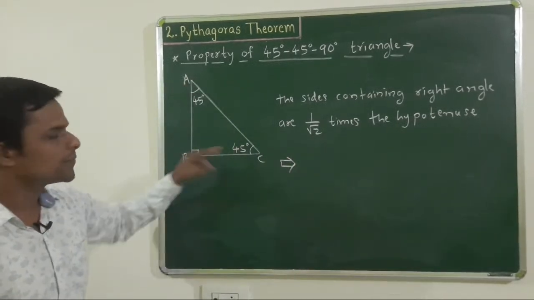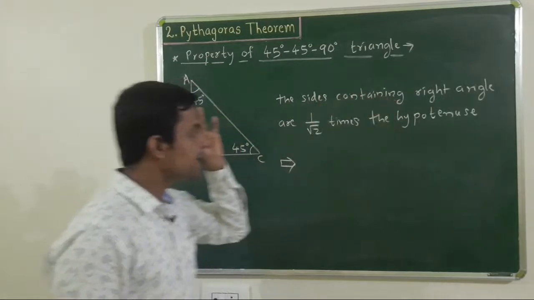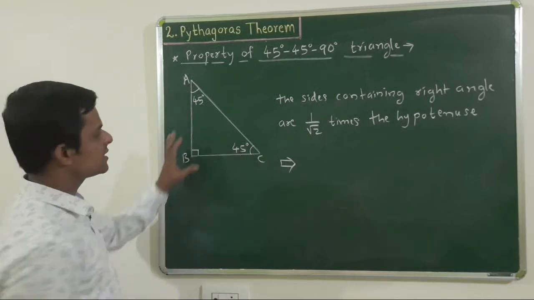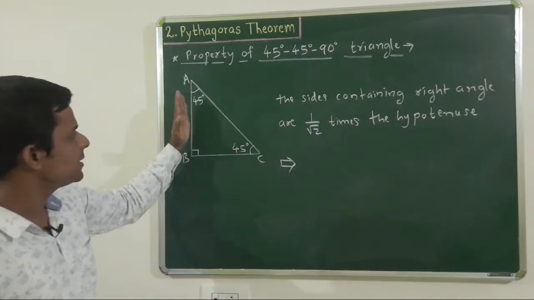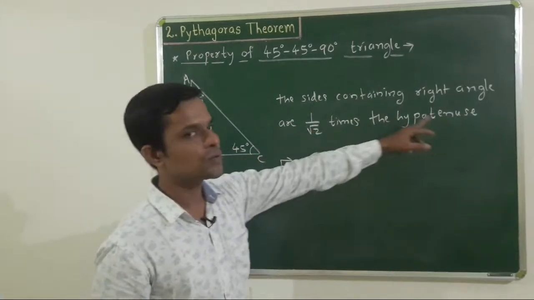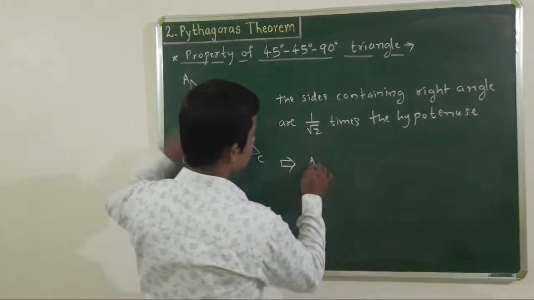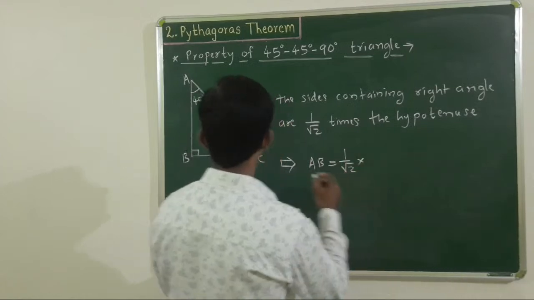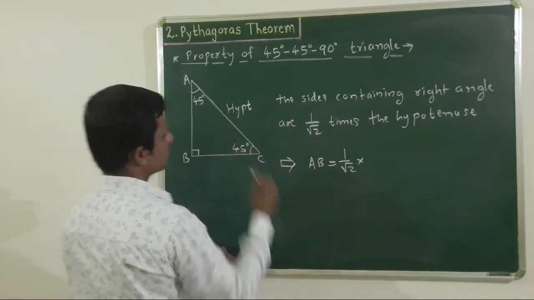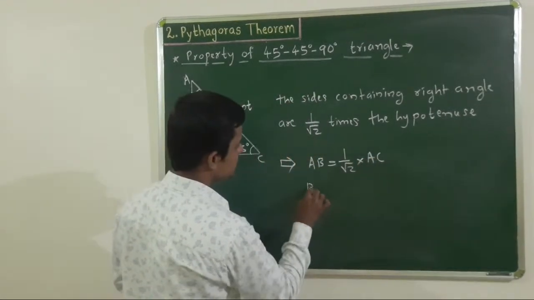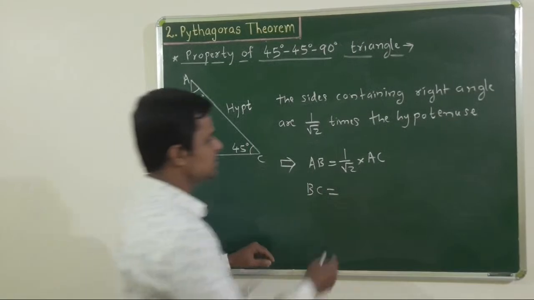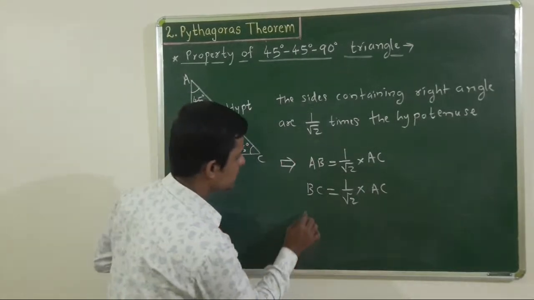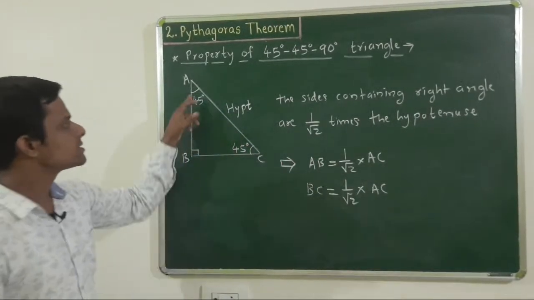The triangle is a 45, 45, 90 degree triangle. Then the sides containing the right angle, that is, the right angle is formed by sides AB and BC, and these are the sides containing the right angle. AB and BC are 1 upon root 2 times the hypotenuse, that is, AB is 1 upon root 2 times the hypotenuse AC. Also BC, which is also a side containing the right angle, is equal to 1 upon root 2 times AC.